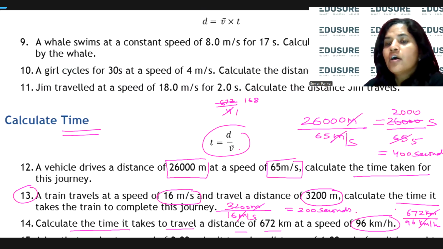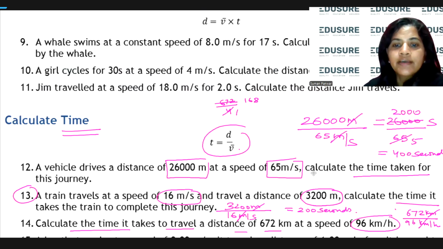So again divide by 4. 4 6 are 24, 4 4 are 16, and 4 2 are 8. 7 hours is the time which is being taken by the person or train or car to travel a distance of 672 kilometers at a speed of 96 kilometers per hour.